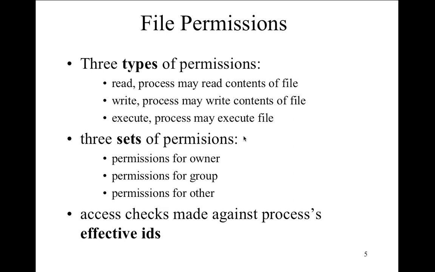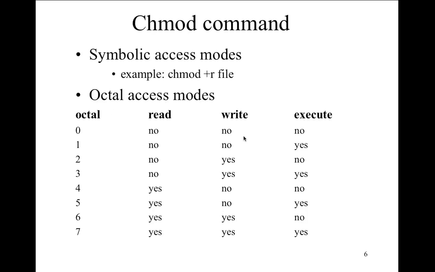And access checks are made against the process's effective IDs, which is essentially going to give us the information that comes back. So we have symbolic access modes, and these are the octal access modes that are associated. And I actually went over this already in the first weekend session when we talked about Linux commands and did the overview of Linux. So I'm going to skip through it because we've already covered this.